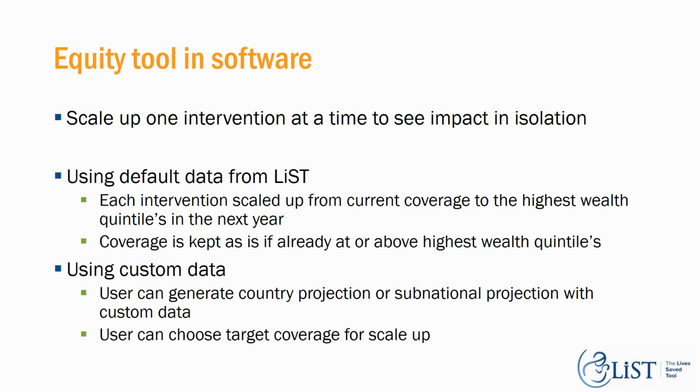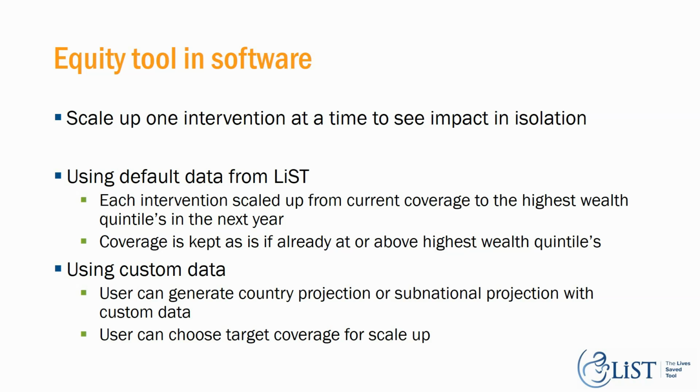In the case that the coverage for the other wealth quintiles is already equal to or superior to the top wealth quintile's coverage rate, in that case, LiST keeps that coverage as it is. So if your Q4 coverage is 70%, your Q5 coverage is 65%, the Q4 coverage will remain at 70%.